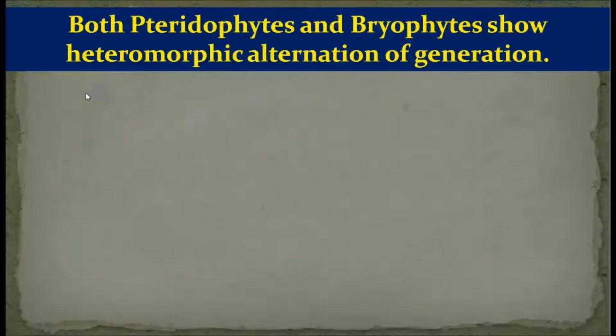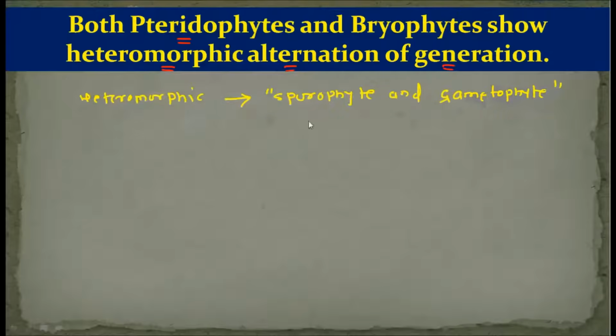So let's get started. The very first similarity between the pteridophytes and the bryophytes is that they both show the heteromorphic alternation of generation. Now, what is meant by heteromorphic alternation of generation? Heteromorphic means if the sporophyte and gametophyte are morphologically dissimilar, then such a type of alternation of generation is called heteromorphic alternation of generation. Whenever there is a morphologically different sporophyte and gametophyte, then we say that the alternation of generation is a heteromorphic alternation of generation.